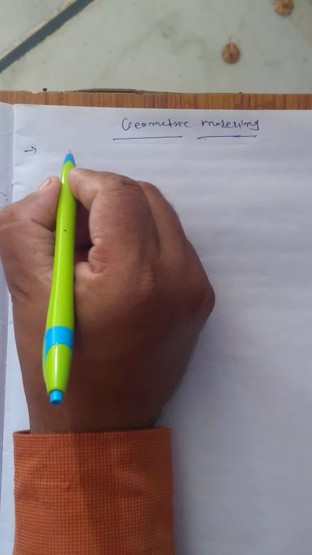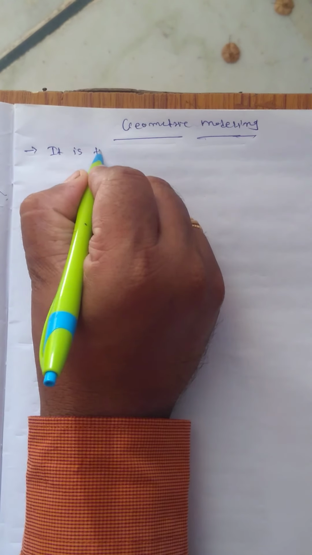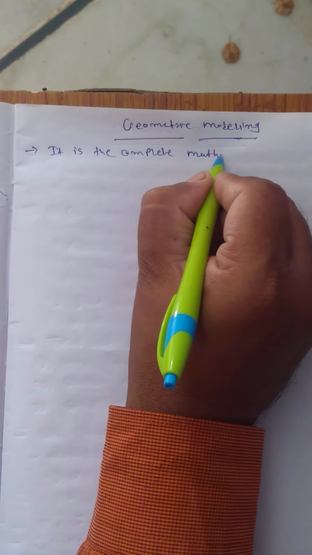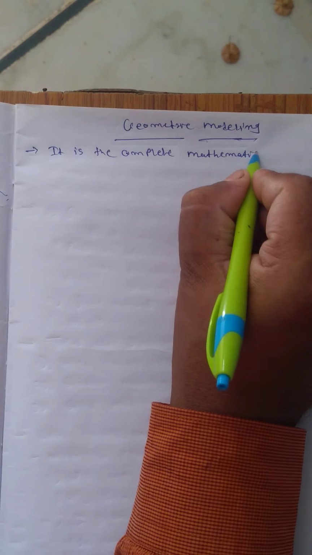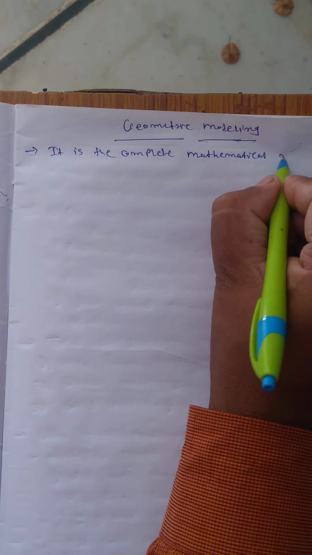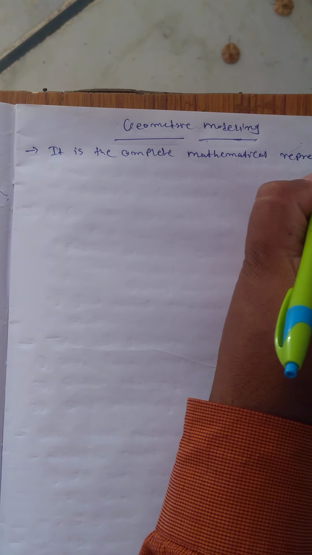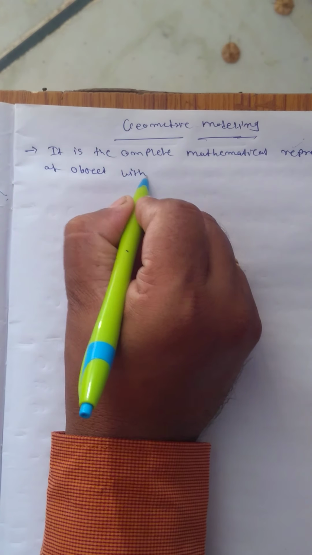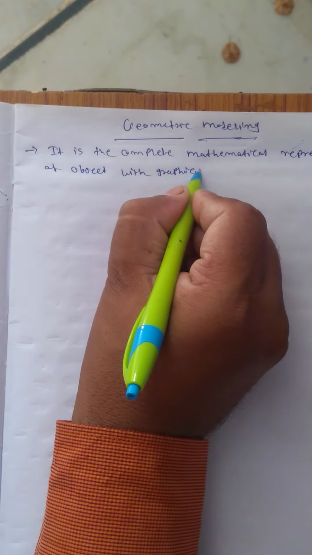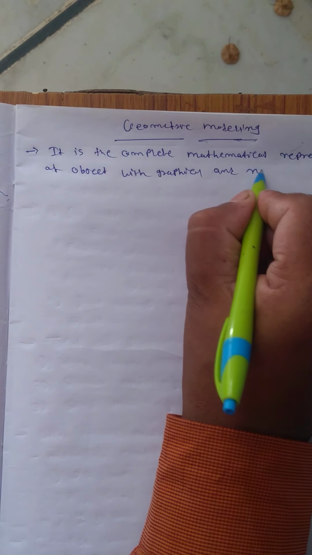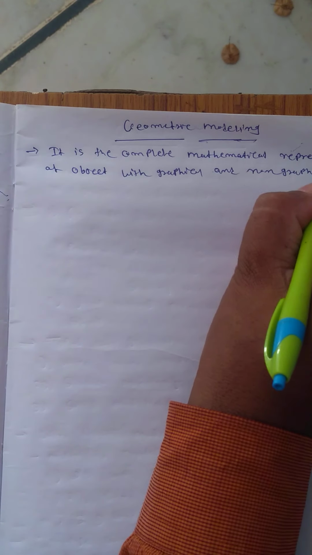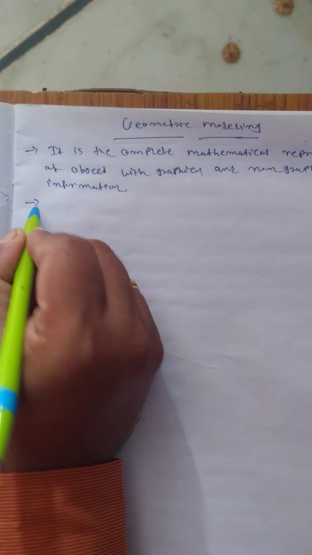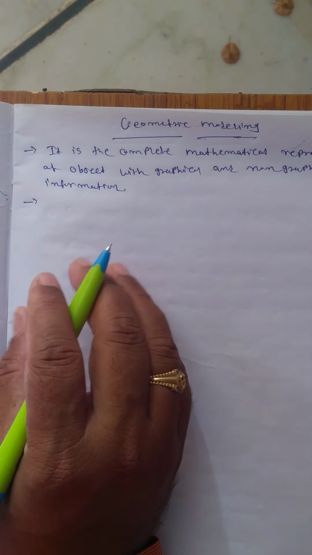Geometrical modeling is the complete mathematical representation of an object with graphical and non-graphical information. Non-graphical information. Okay, this is the definition of geometrical modeling.